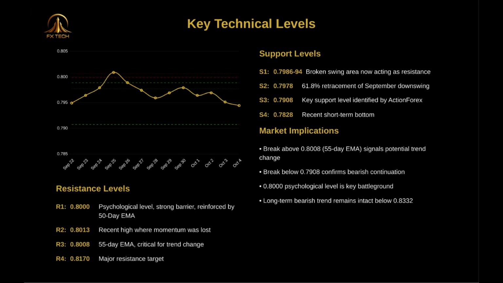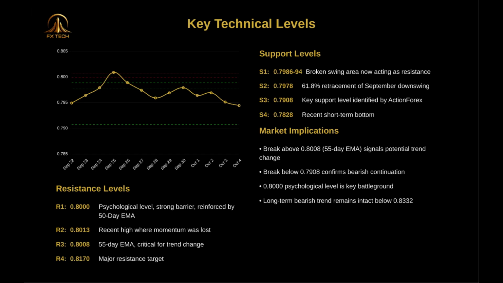Let's examine the critical technical levels for USD/CHF. Resistance levels include 0.8000, a strong psychological barrier reinforced by the 50-day EMA, 0.8013, where recent upward momentum stalled, 0.8008, the 55-day EMA critical for trend change, and 0.8170, a major resistance target.